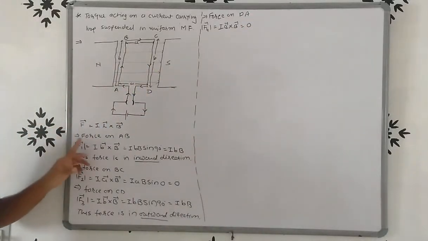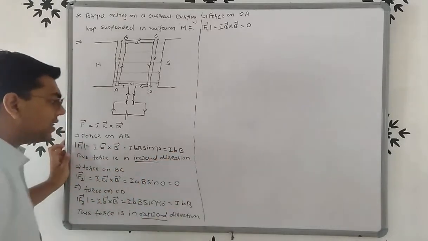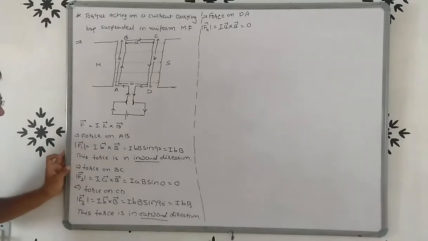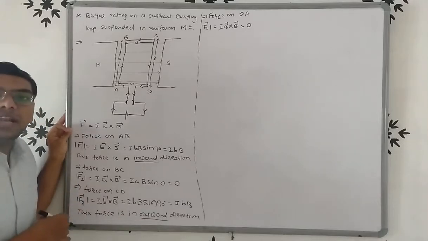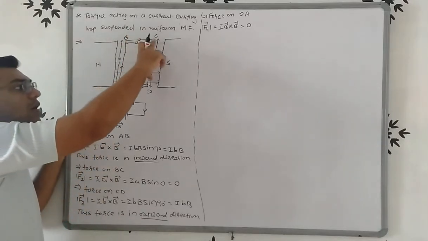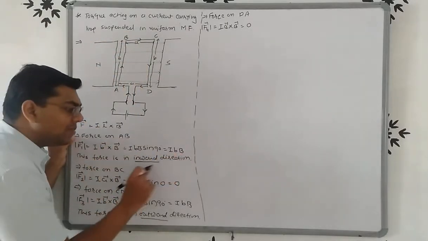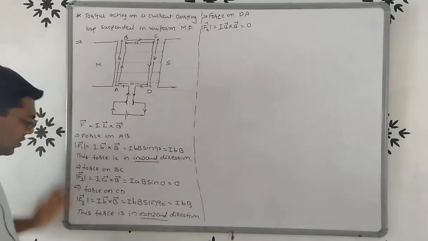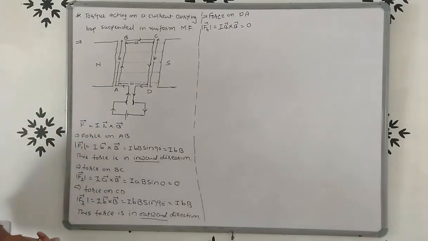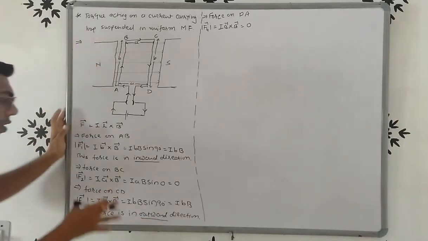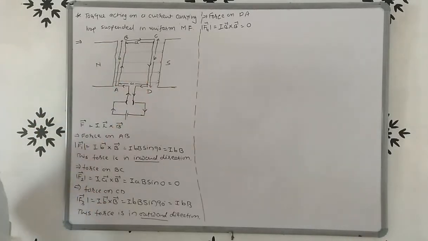So here the force on AB is in inward direction. How much? I small b capital B. The force on BC is 0. So the force is only on AB and on CD. The force on AB is I small b capital B, but it is in inward direction. The force on CD is I small b capital B, but the direction is outward. So from this we can say that there will be a force on AB and CD only.